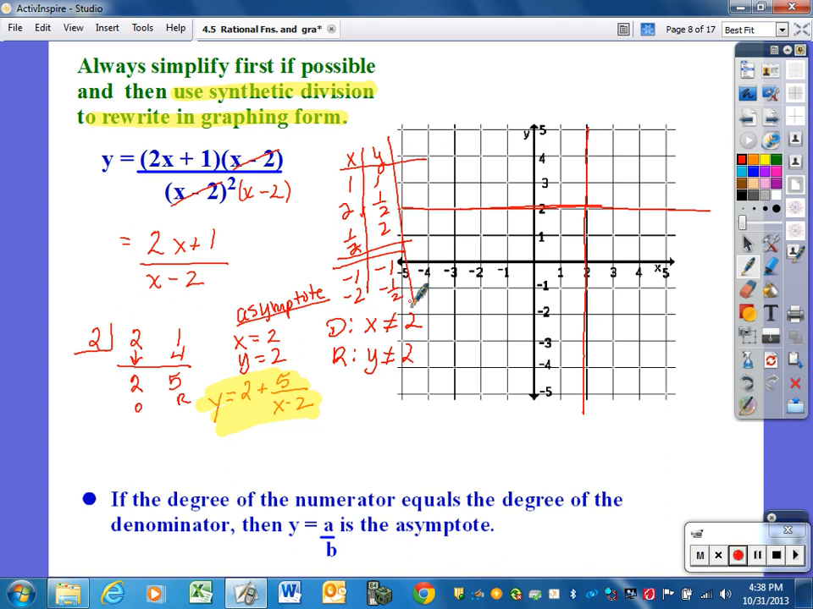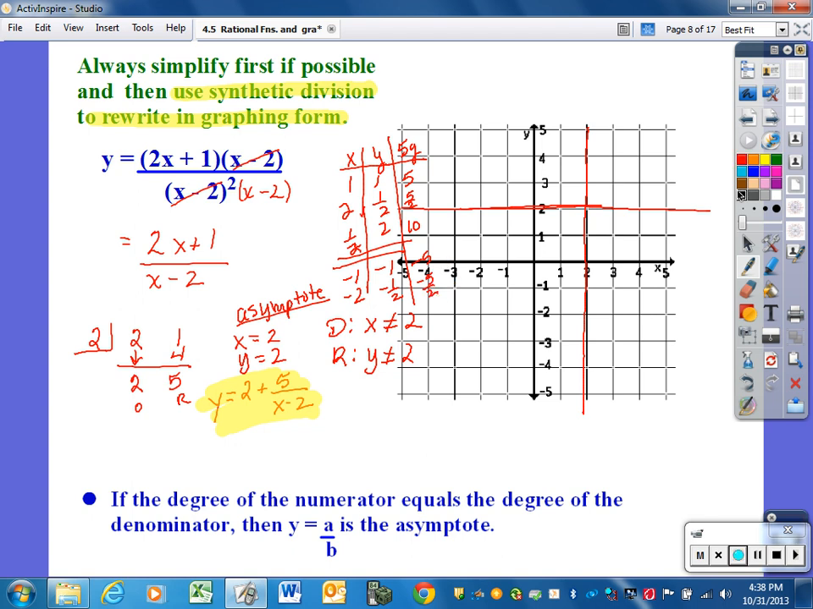I now have a multiplier of 5, so I take that times my y's. 5 times 1 is 5. 5 times a half is 5/2. 5 times 2 is 10. 5 times negative 1 is negative 5. 5 times negative half is negative 5/2.